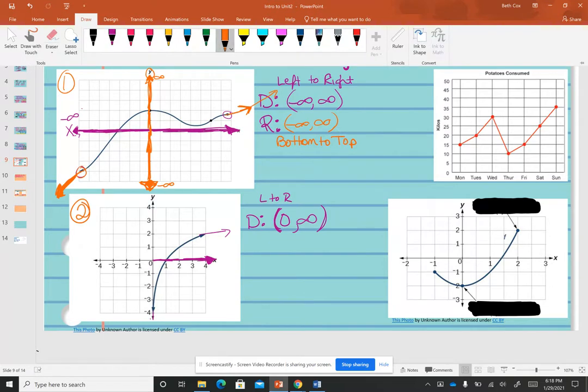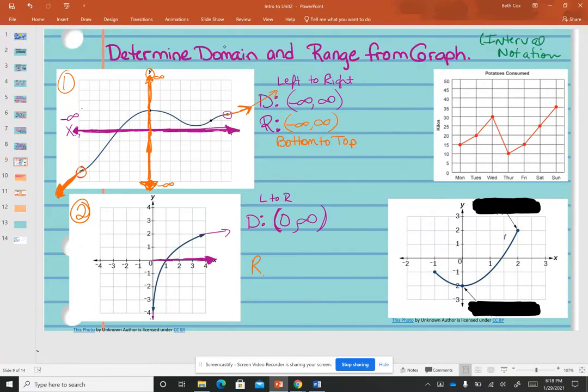Now we'll do the range. Now the range is the y values. Now obviously it's going way south down here, and all these y values are occurring. But my question is, is it going to continue to grow? And it does. It may grow off the paper. It may keep growing, but I still am getting taller and taller. So yes, my y value is growing. So my range is negative infinity to positive infinity.